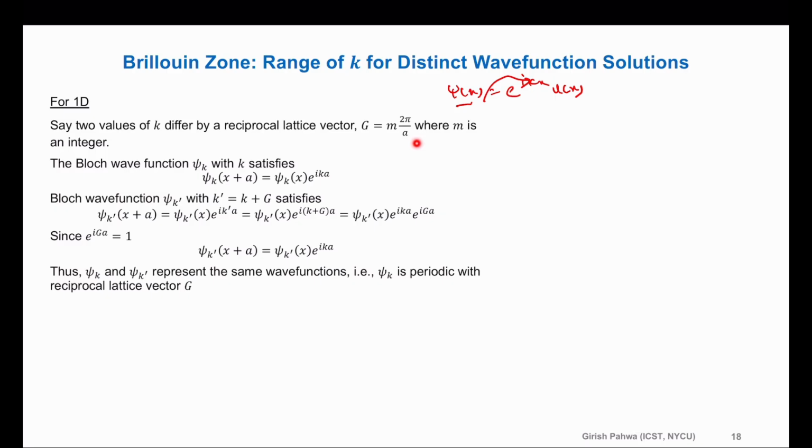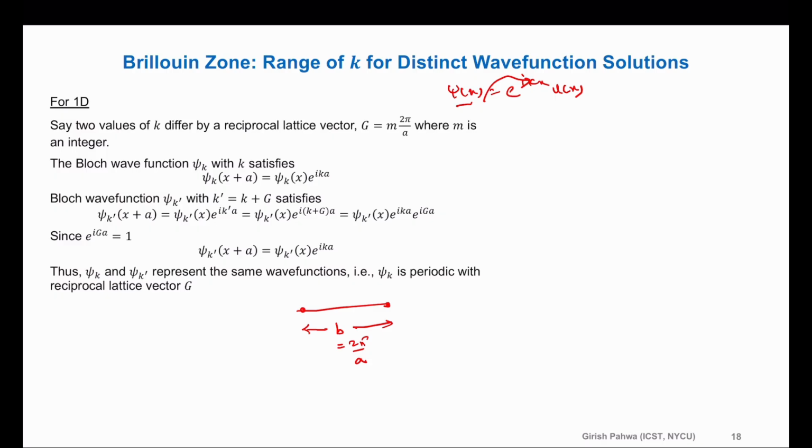Okay, so let's take the smallest g possible. What's the smallest g possible, other than 0, of course? m equal to 1, which is basically the primitive lattice vector, 2 pi by a. That's the smallest g. The primitive vector is also a reciprocal lattice vector, and it's the smallest in magnitude. So if I have this, this is my b equal to 2 pi by a. Yes, it's the smallest one.